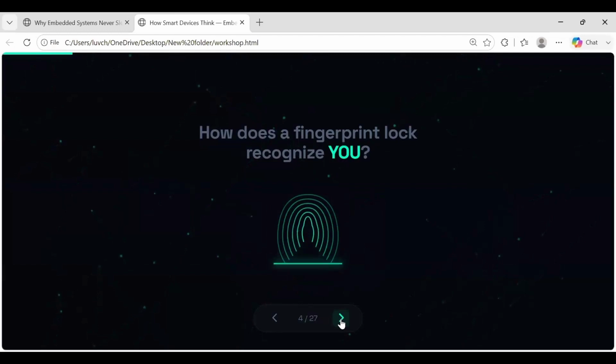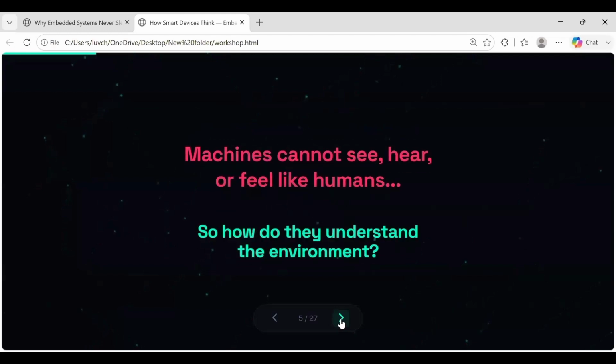Great. Receiving the response as sensors. Perfect. So the baseline here is the sensor which recognizes your fingerprint, or your car sensor, or your smartwatch or your smartphone, everything, right? So the very first unit of any machine is the sensor, right? Now, you'll all get the answer. Machines cannot see, hear, or feel like human beings. So how do they understand the environment? By the very first unit, which is sensors.